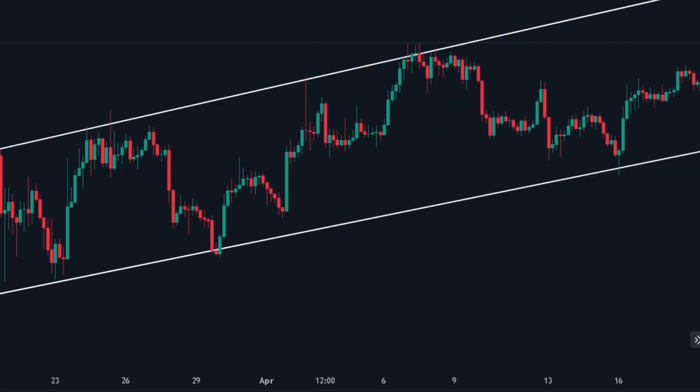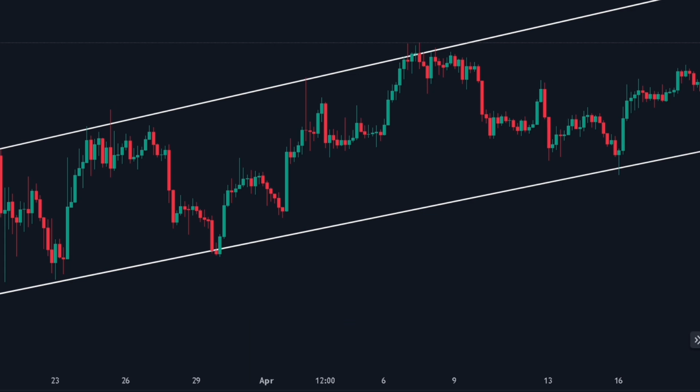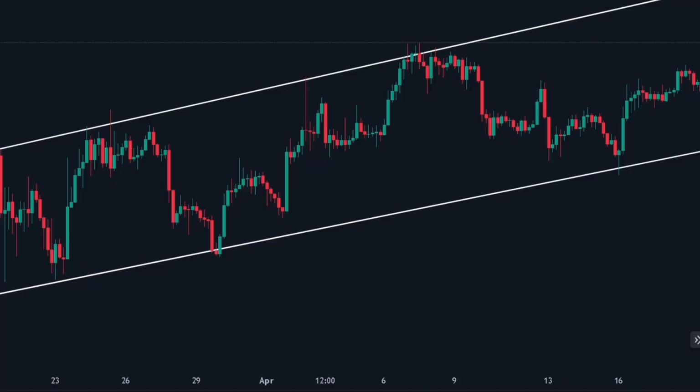Point number 4, you can't fight the market. So pay attention to the overall trend. When, for example, the market is in an uptrend in the long-term perspective and you open a short position, it has a higher risk of losing the trade, compared to taking a long position in the direction of the overall trend. When the overall trend is up, you have a higher probability of achieving the expected result.